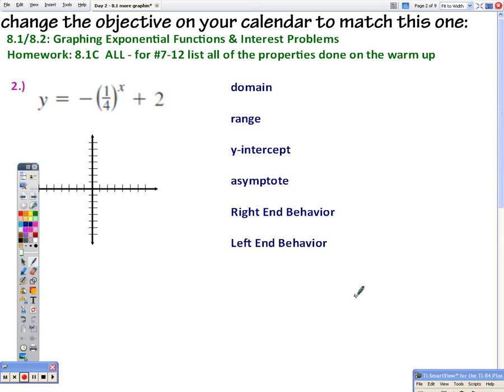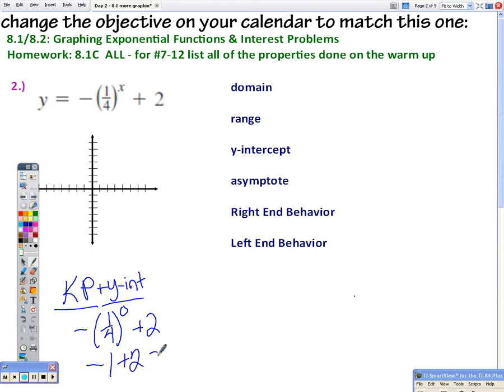I'm going to start by finding my key point, and that's what makes the exponent 0. So in this case, my key point and my y-intercept are going to be the same exact point. So this is going to be -1 plus 2, which is 1. So my y-intercept's at 1. My key point is at (0, 1), same spot right there. My asymptote is at 2. So y equals 2.